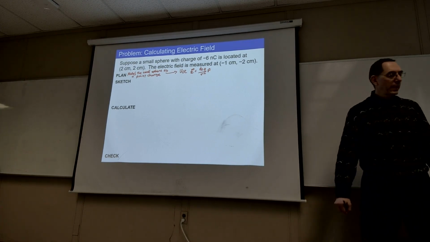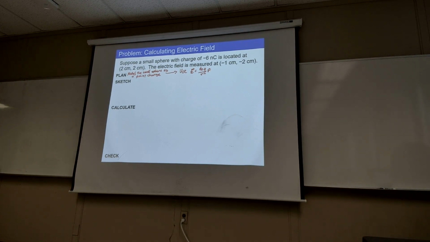Next up we want to go to the sketching step. We want to draw in some coordinate axes. I'm going to start with x, y here. X is this way, y that way. And what else do we want to put in here? Well, we should put the location of the charge.